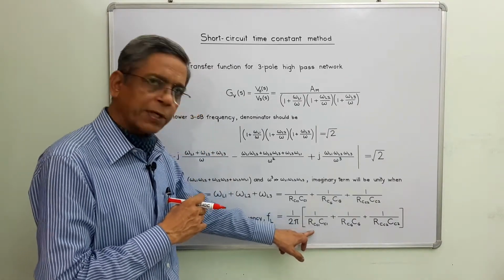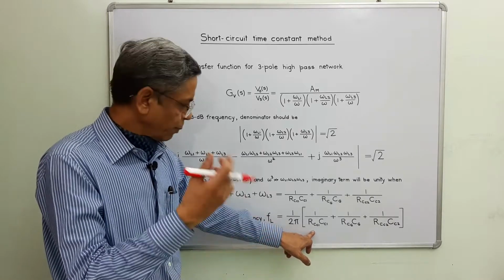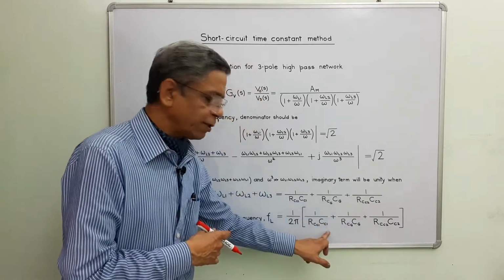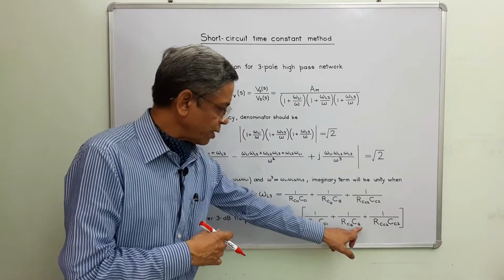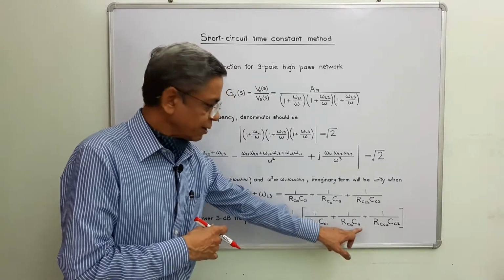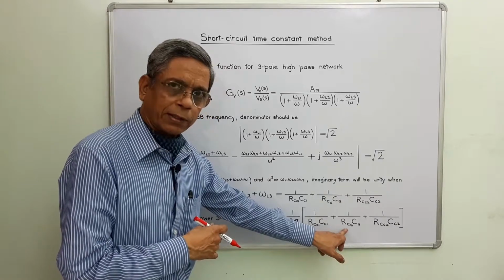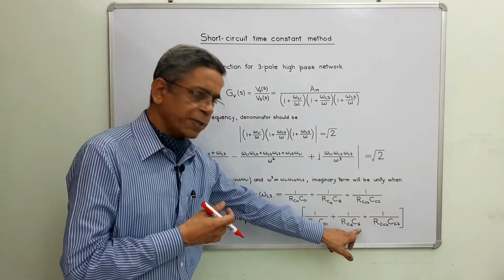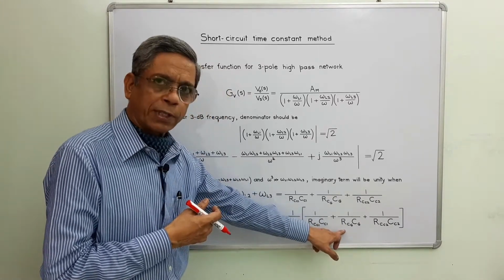This is the expression. In the second step, suppose I select this one, then I will consider these two as short circuit. I'll find out the resistance seen by this capacitor, that is RCG, or this is also called the Thevenin equivalent resistance across the terminals of this capacitor. So this is the time constant.